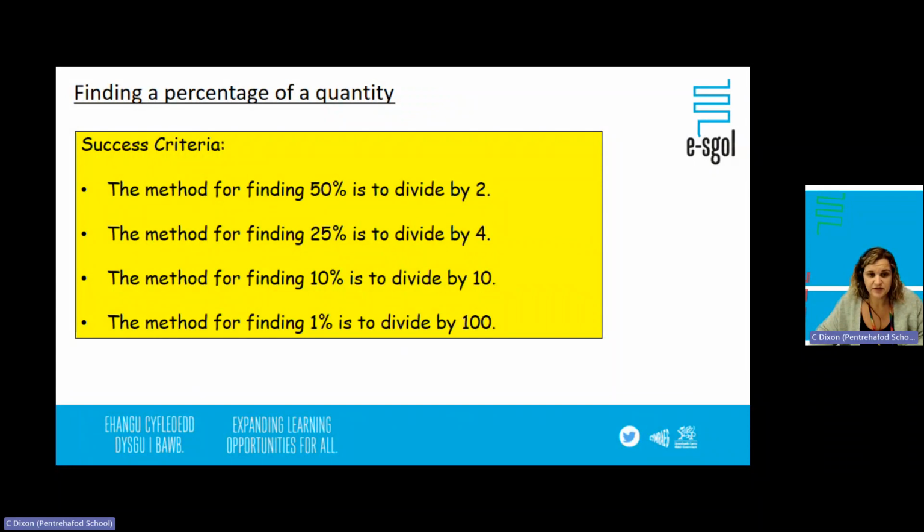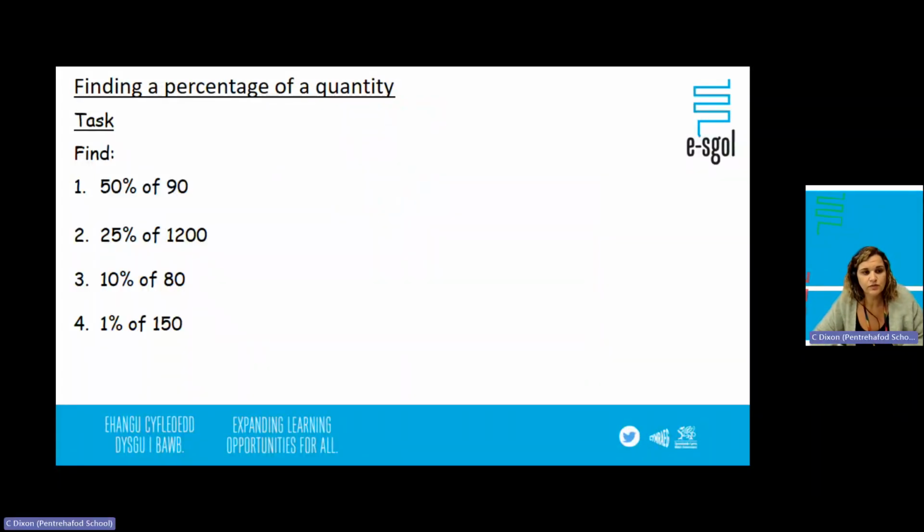So 50% is divided by 2, 25% divided by 4, 10% is divided by 10, and then 1% you divide it by 100. Okay, so we're going to use these rules. So pause the video, have a quick go of those 4 questions. They shouldn't take you too long at all. Okay, literally a minute or so, and then back to me. Okay, pause the video and do that now.